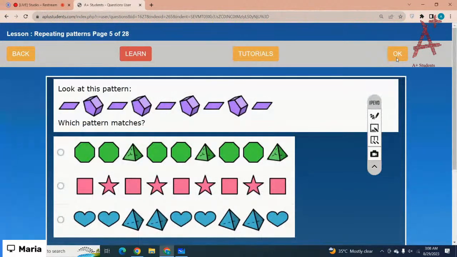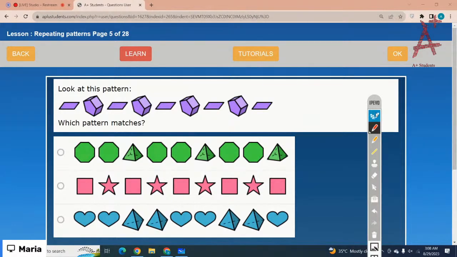Okay, look at this pattern. Which pattern matches? So which is the correct option? One, two, three. If you just look at the pattern, you have two types of items and they're just going.